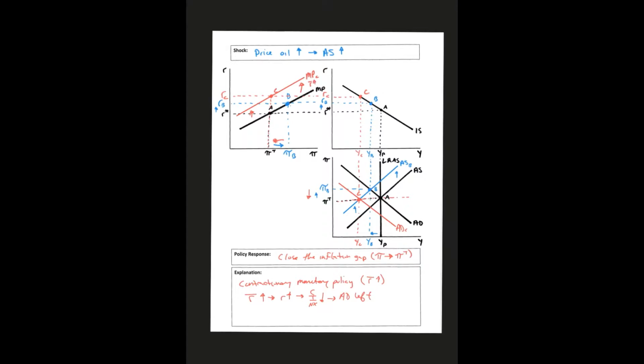And now we see how we have closed the inflation gap, right? Inflation has come back down. However, we've expanded the output gap. So inflation, yes, has gone back towards the target, but the unemployment rate is going to be much higher now because output has fallen even further.